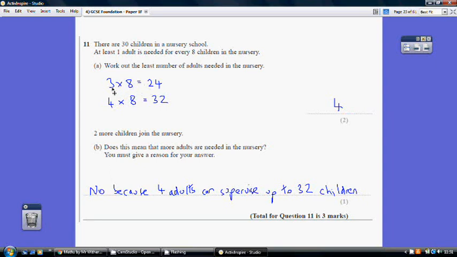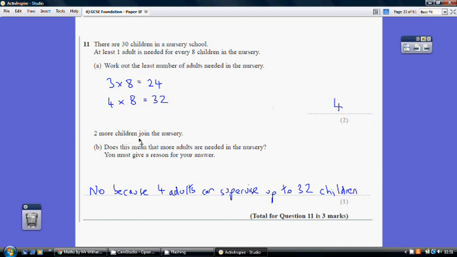So obviously we need more than 3 adults because we've got 30 children in the school, and that would be only 24. Now 4 adults, 4 times 8 are 32, so 4 adults can look after 32 children. So we need 4 adults.